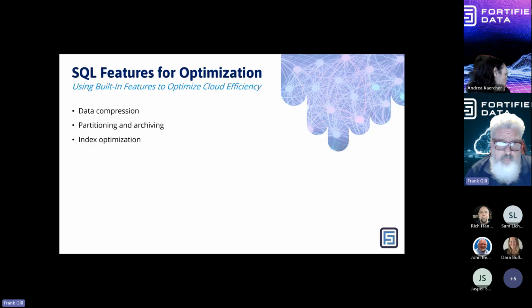This is not necessarily cloud specific, but these are things that you want to take into consideration with any workload, and specifically cloud workloads, because you are trying to reduce the resources that you need. You are trying to reduce the size of the workload you're running, and by doing that, roll back the number of resources you need. The three things I'll talk about are data compression, partitioning and archiving, and index optimization.